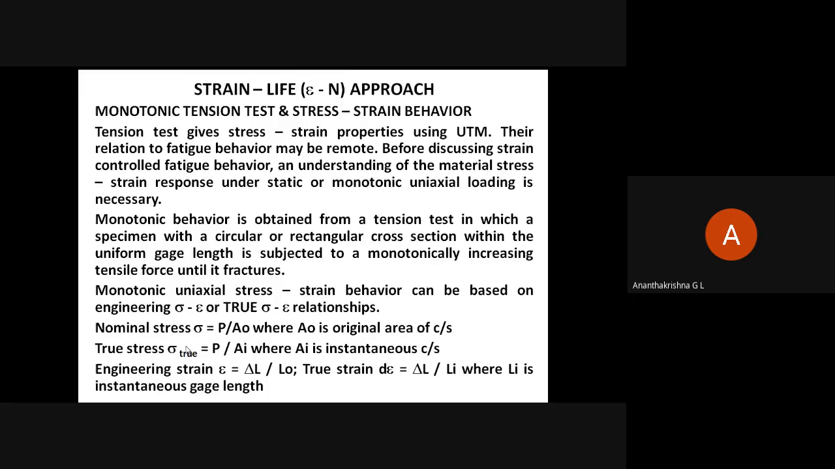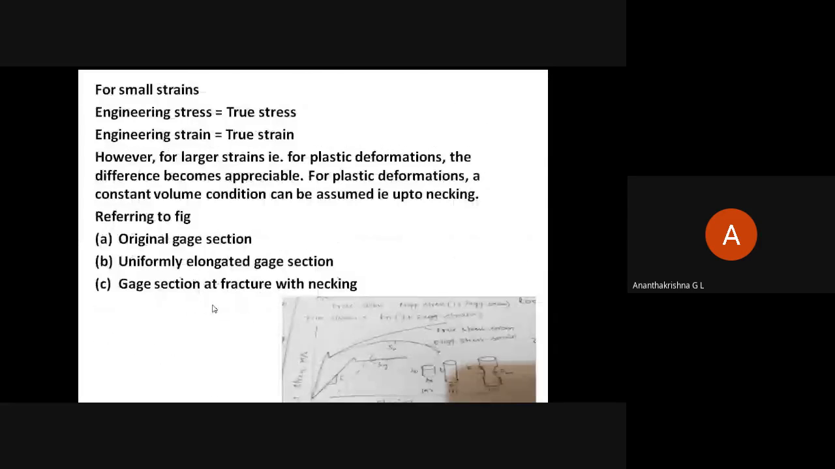True stress and true strain are at instantaneous area of cross section and instantaneous length, correct? That is what true stress and true strain is all about. Whereas engineering stress and strain are at original area of cross section of the specimen and original length of the specimen. That is the difference between engineering stress strain and true stress strain. Got my point? Yes, sir.